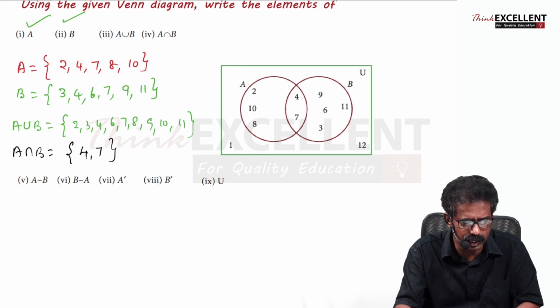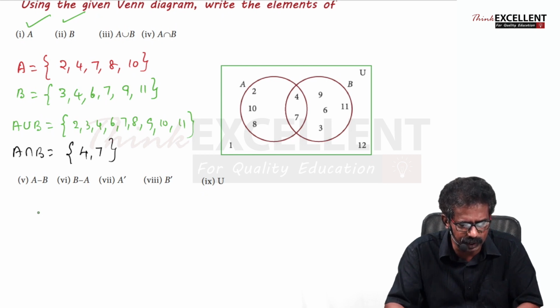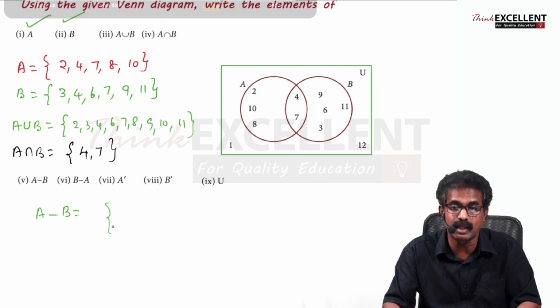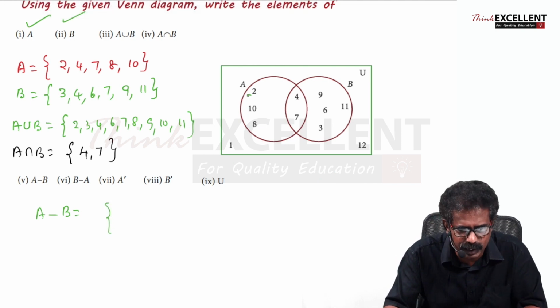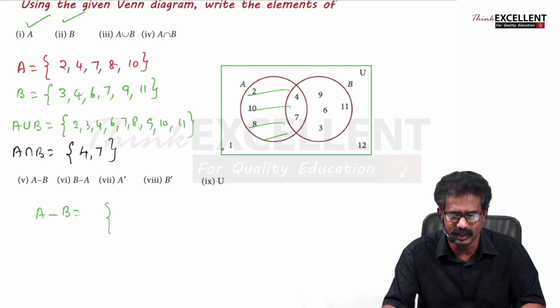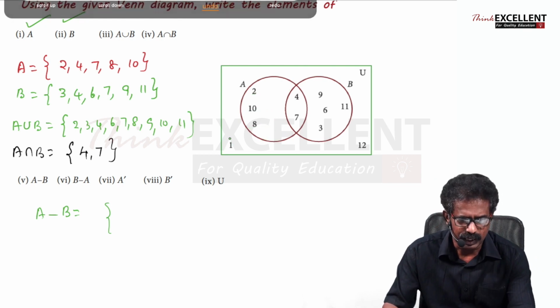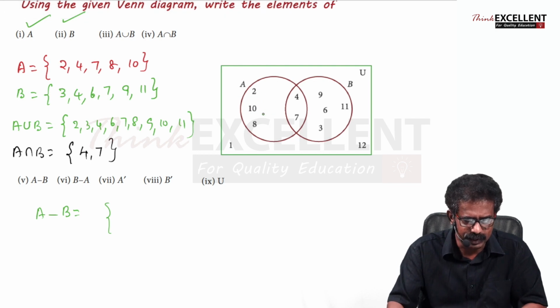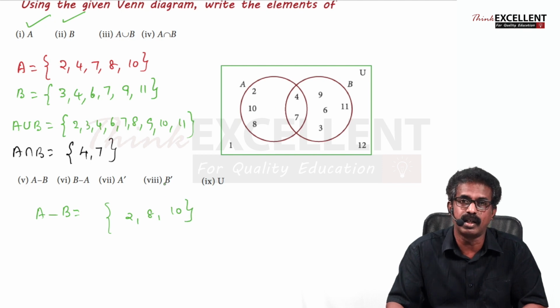Next, what they asked, the fifth one, A difference B. A minus B, I said different symbols, okay? You can write A minus B or A difference B, both are correct. What's the meaning of A difference B? In A but not in B. You know which portion is A difference B? This portion, correct? What are the elements there? 2, 10, 8. Write in order: 2, 8, 10. Already I said even if you change the order, no problem.